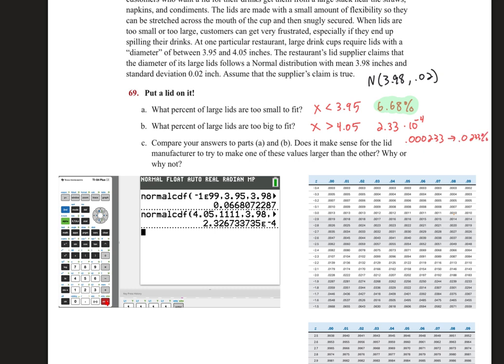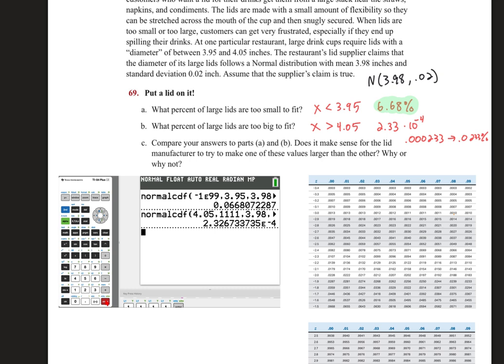Okay, so if we were going to round that, let's say to the nearest tenth, that would actually round to 0%. So almost no lids are too big to fit, and a small percentage are too small to fit. So, okay, as they say for part C, compare your answers to parts A and B. Does it make sense for the lid manufacturer to try to make one of these values larger than the other? Why or why not?